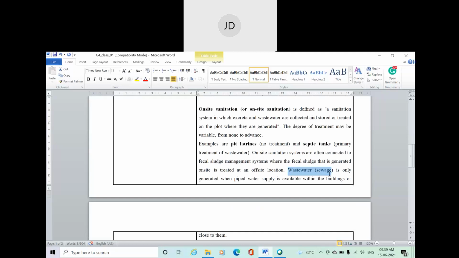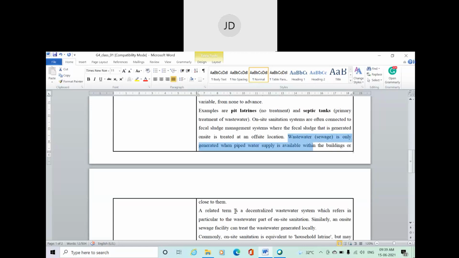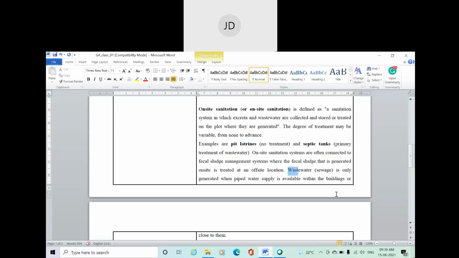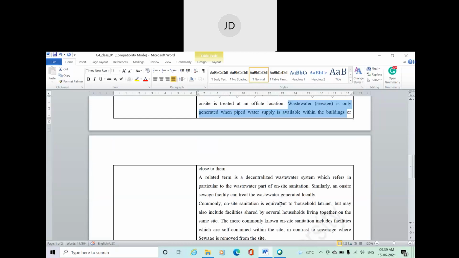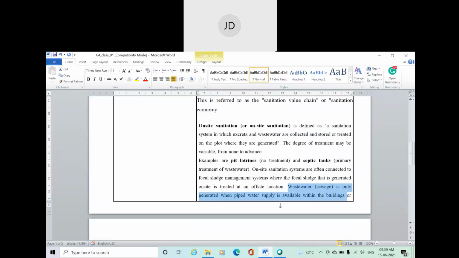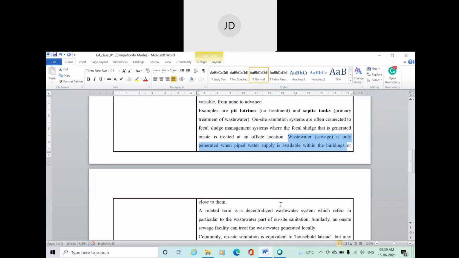The wastewater, in other words sewage, is only generated when a piped water supply is available within a building or close to them. That means when there is a piped water supply system, wastewater will be generated, and there will be more wastage. Right?